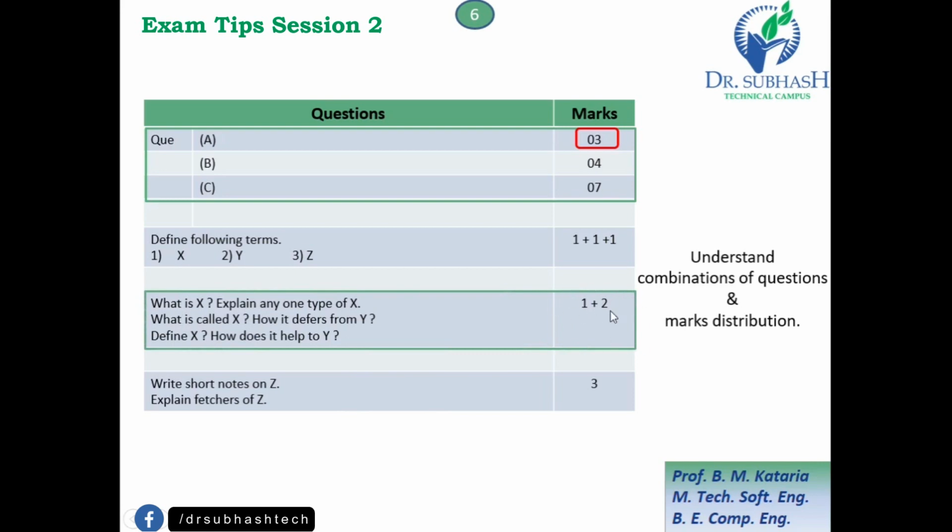the combination of 1 plus 2. It means marks are distributed so that the first question, like what is x, carries 1 mark. Same thing, what is x or define x. These questions carry 1 mark and the remaining second question carries 2 marks. Get it? There is a need to understand the distribution of marks while attempting the answers. Let's see next.